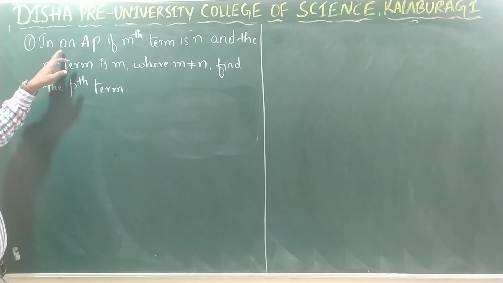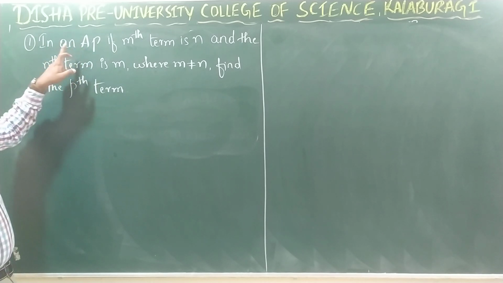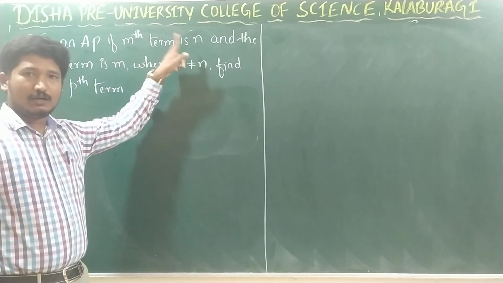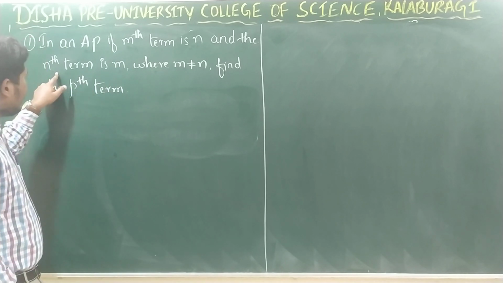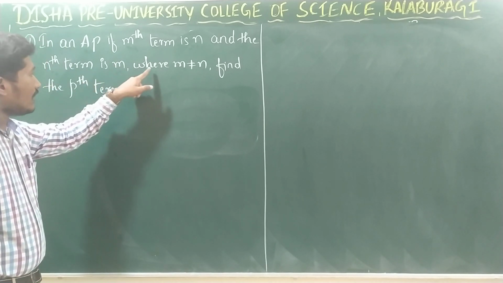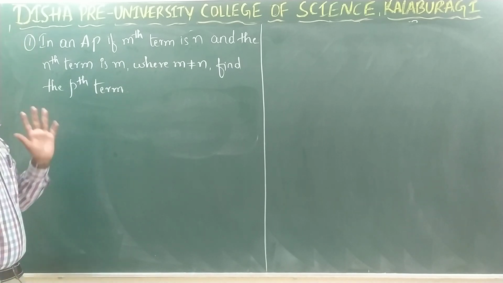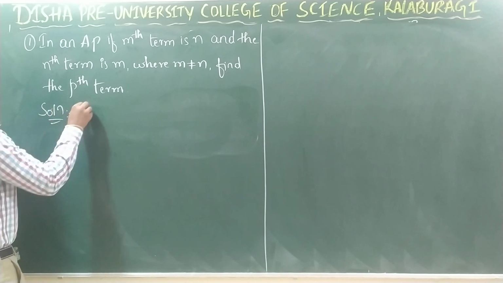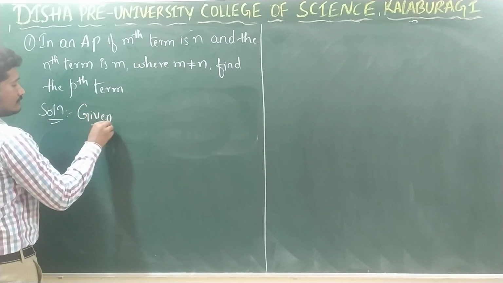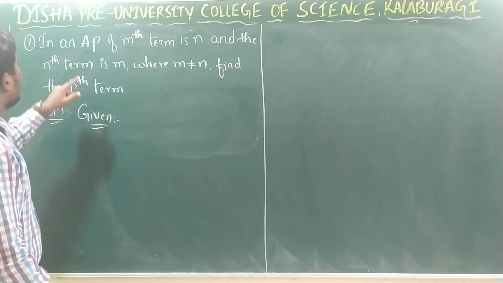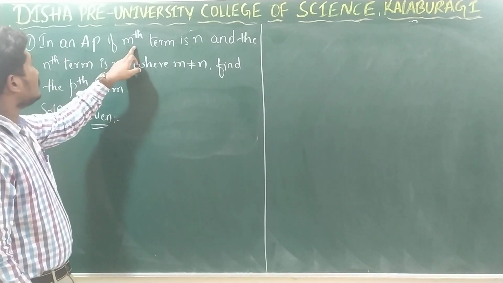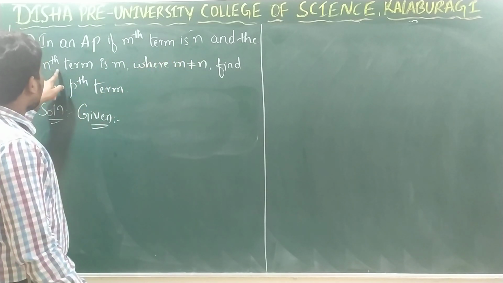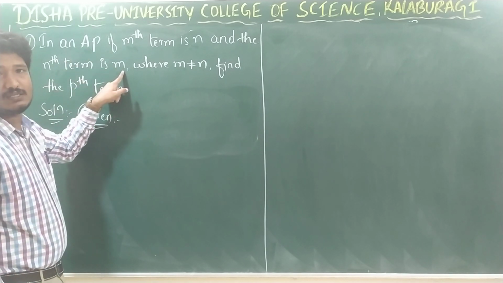See here. In an AP, that is in an arithmetic progression, if mth term is n and nth term is m, where m is not equal to n, find the pth term. Right? So let us solve this. Solution. First we will write the given terms. Right? So see here. We are given mth term of the arithmetic progression as n and the nth term of the arithmetic progression as m.